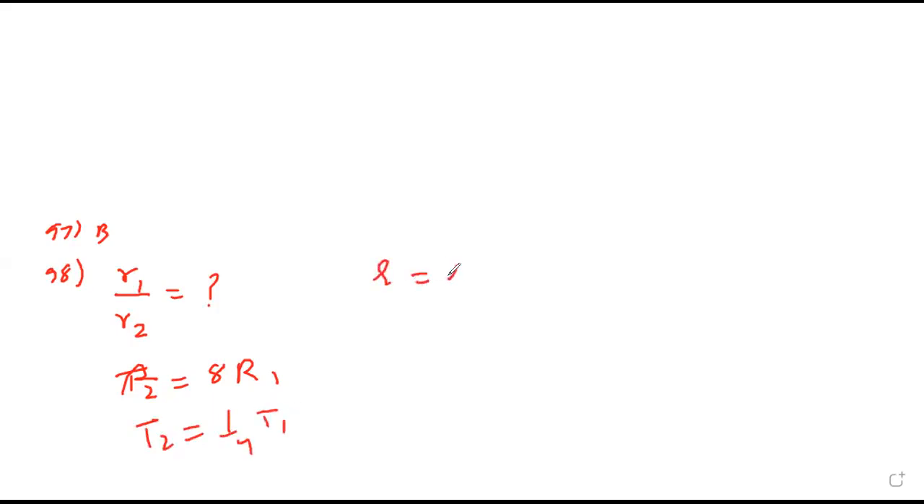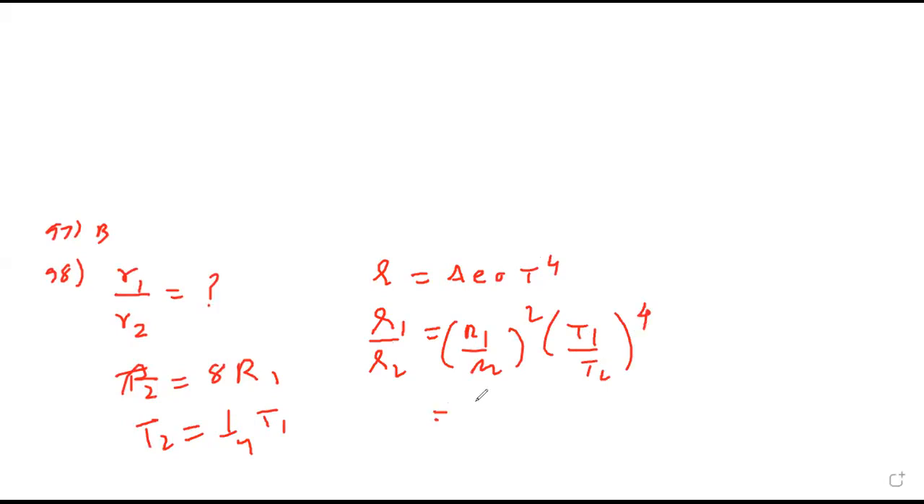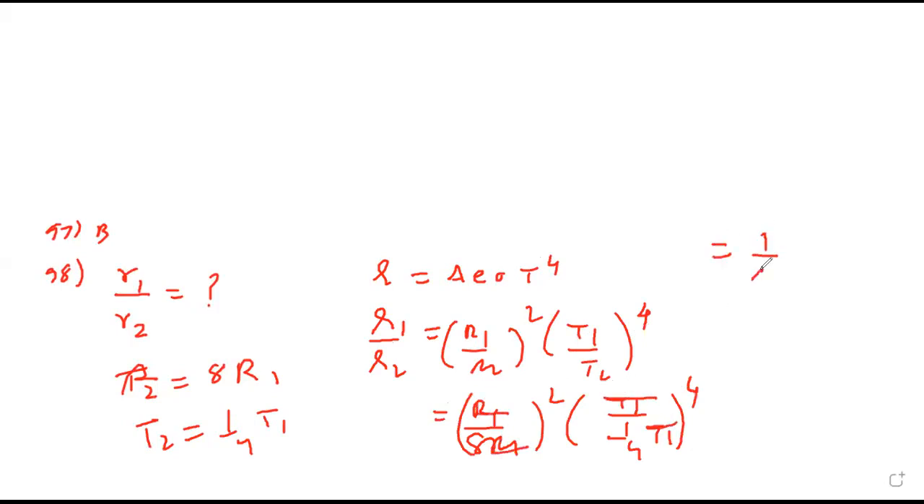So rate of radiation, A is sigma T raised to 4. So first upon second is R1 upon R2 squared into T1 upon T2 raised to 4. R1 upon 8 R1 squared, T1 upon 1/4 of T1 raised to 4. So 1 upon 8 squared is 64, and 4 raised to 4 is 256, which equals 4 is to 1. That is option.